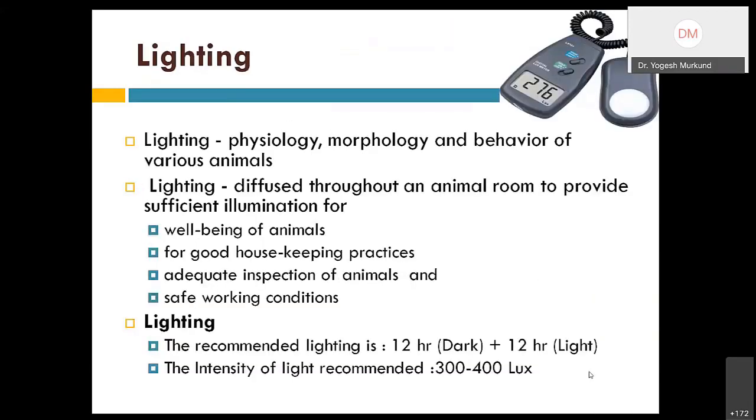Lighting, you need to ensure that there is a 12-hour dark and 12-hour light cycle. I think around 300 to 350 lux is recommended for rodents, but still you need to set your own standards and see that it is uniform and is not causing any effect on the eyes.